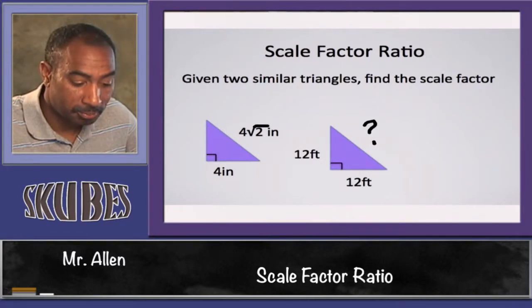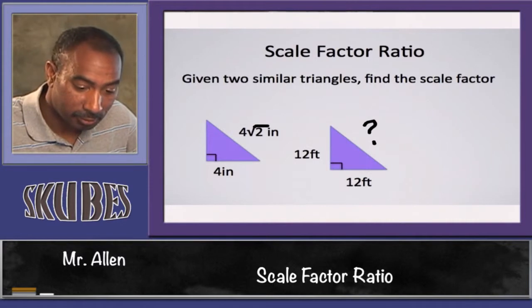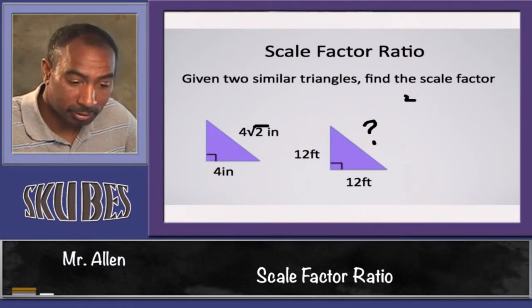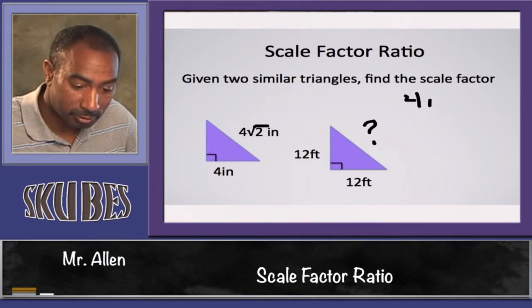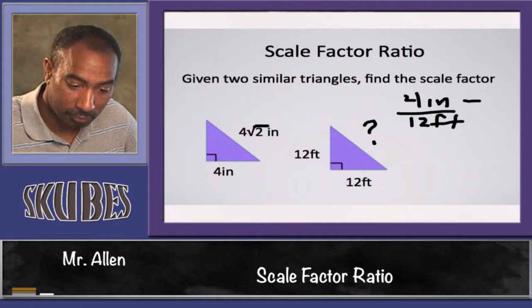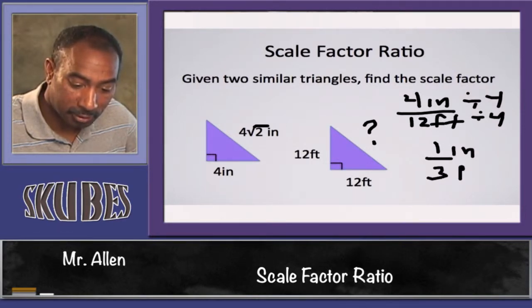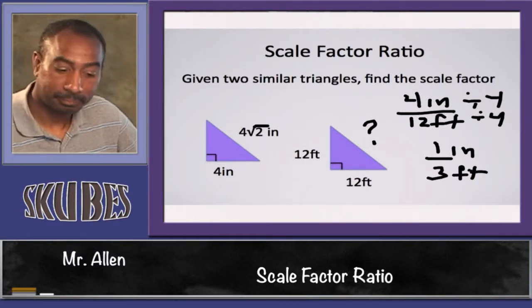I do know the two bases. This is 4 inches, this is 12 feet. So the scale factor, if I go from small to large, will be 4 inches to every 12 feet. And you reduce it. I believe 4 divides into both, right? So you're going to get 1 to 3. That means for every 1 inch is approximately 3 feet. That's how you read that.